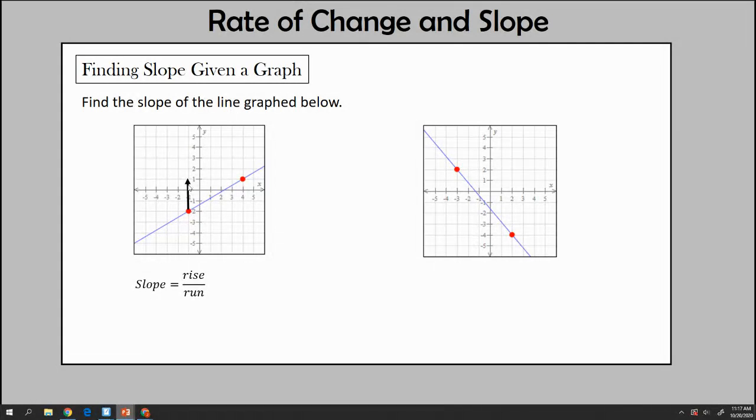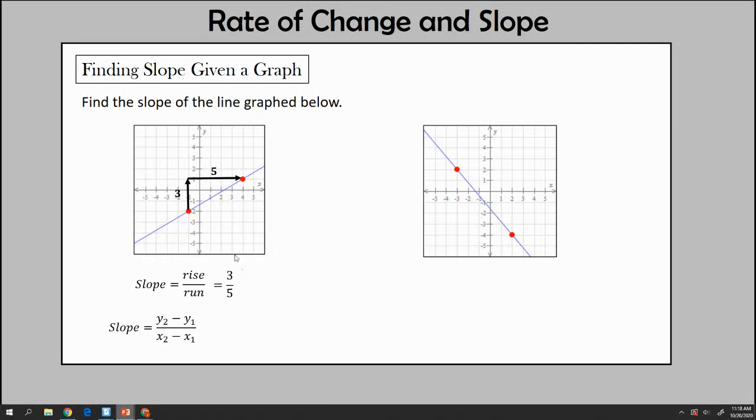Well, you're going to go up 3 units, 1, 2, 3, and you're always moving vertically and horizontally. So you're going up 3 and you're going over 5. To move from this point to that point, I have a rise of 3 and a run of 5. And that's it. You're done.